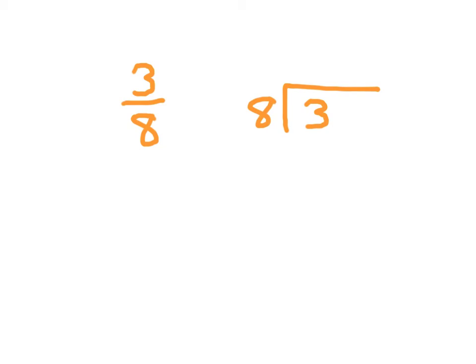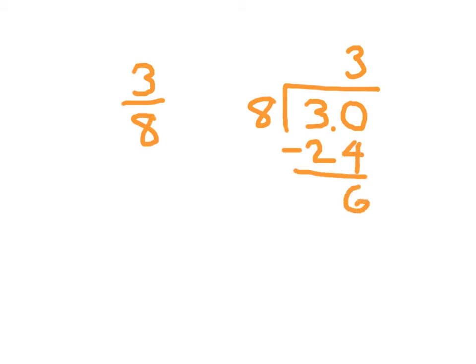Okay, 8 is our divisor in this case. 8 was our denominator here. And then we can rewrite 3 as 3.0. Those are still equivalent. 3 cannot go into 8, but 3 can go into 30. 3 goes into 30 three whole times because 3 times 8 is 24.